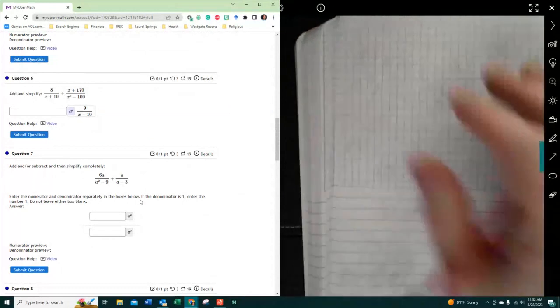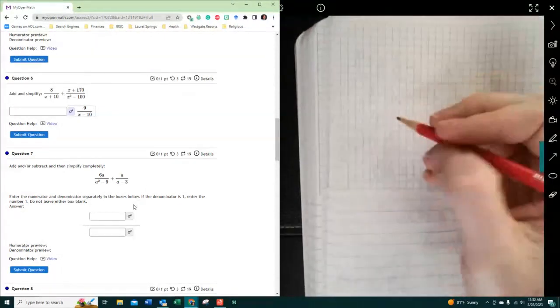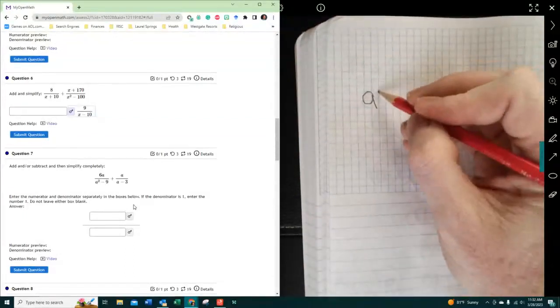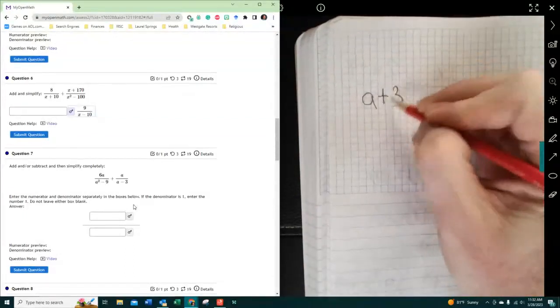Now, number 7. Now we're going to see that this is the difference of two squares. So we're going to have this.